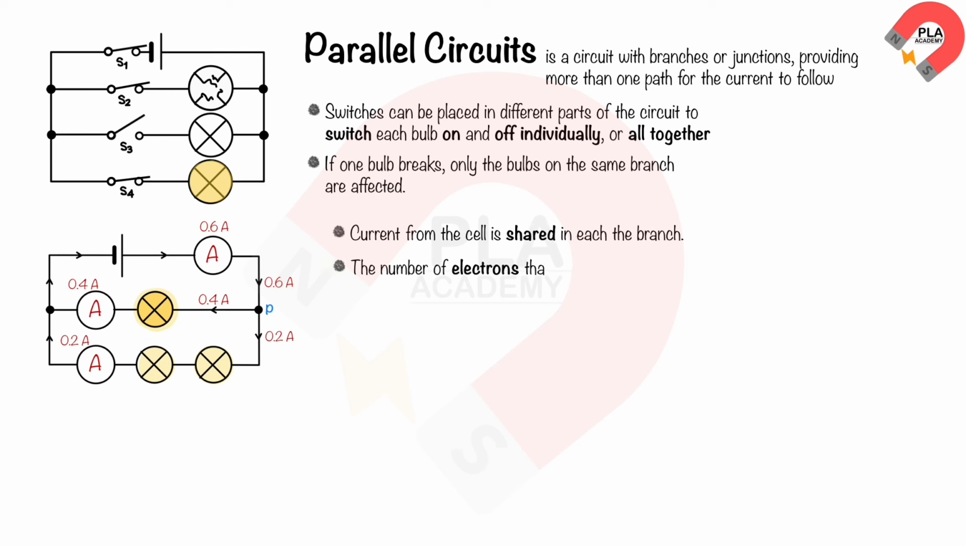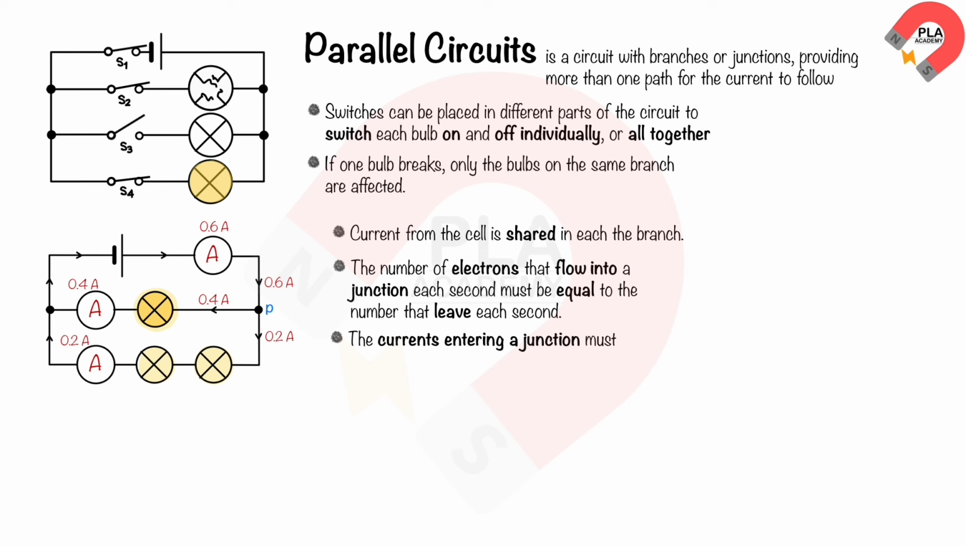So the number of electrons that flow into a junction each second must be equal to the number that leave each second. This means that the currents entering a junction must always be equal to those that leave. At junction P in the circuit, the current that enters the junction is 0.6 amperes and the current that leaves is 0.4 amperes plus 0.2 amperes, which equals 0.6 amperes.